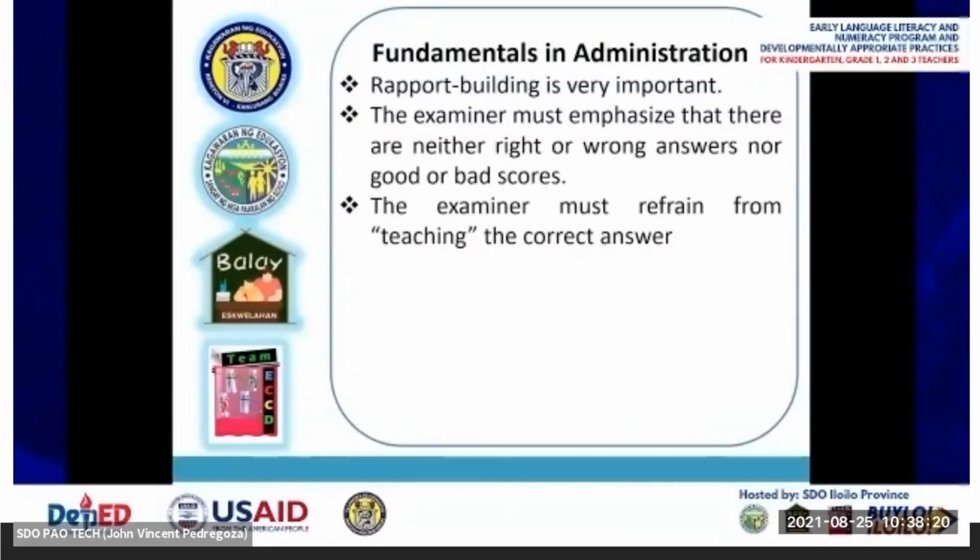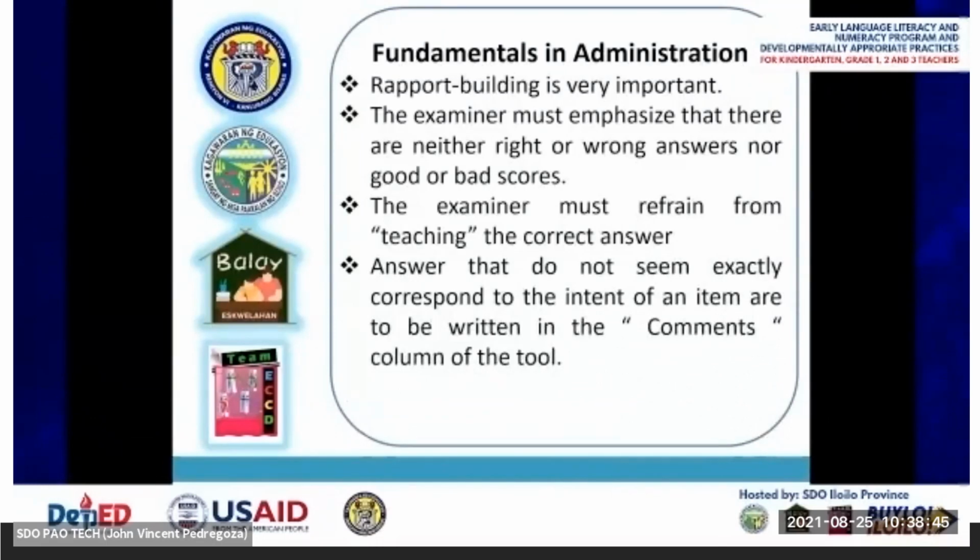The examiner must refrain from teaching the correct answer because this checklist is intended to be given to the same child at a later point in time. If the child has been taught the answer, it will be difficult to determine if his success was due to this or to his expected maturation.